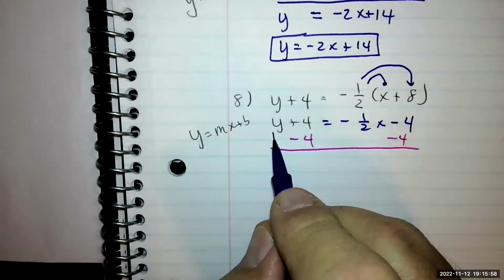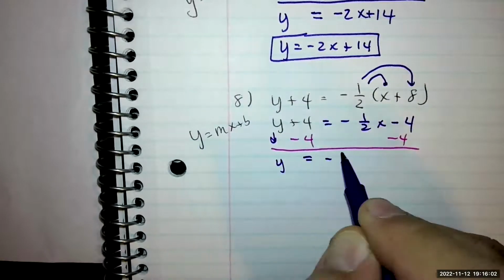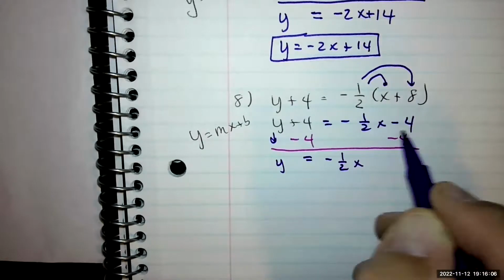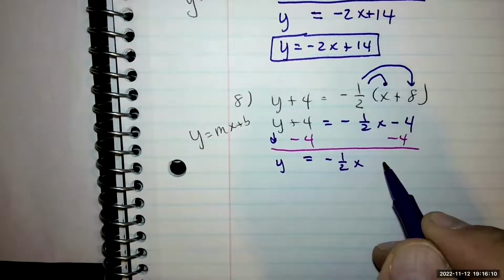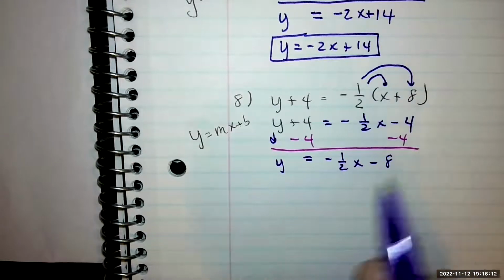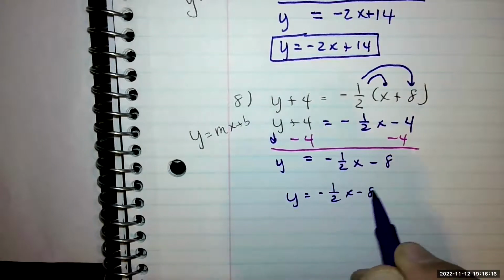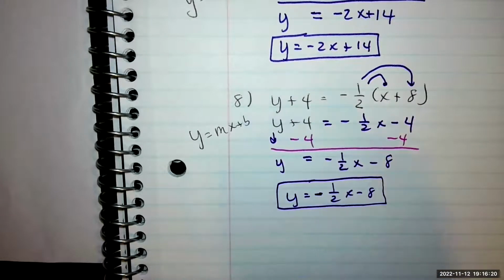I'm going to bring down my y. This becomes a 0, so y equals a negative 1/2 x. And this is a negative and a negative. So be careful here. Hopefully use a calculator. But a negative 4 subtract 4, that means a negative 8. So my answer is y equals negative 1/2 x minus 8. That would be my answer, a point slope answer in slope-intercept form. That's number 8.